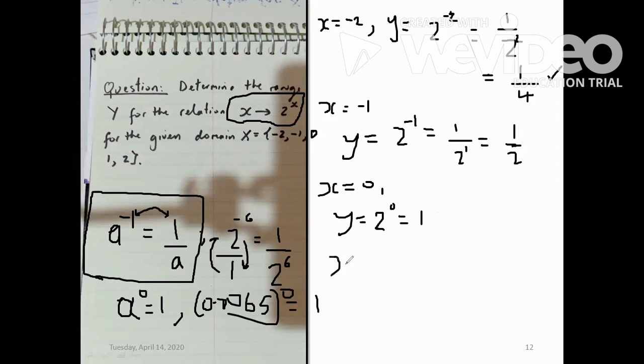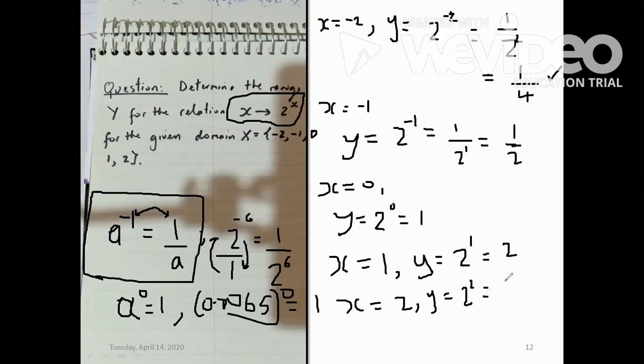Alright, so we have x equal 1 now. So we have y equal 2 to the 1. And 2 to the 1 is just 2. Alright, and our last number, x is equal to 2. So we have y equal 2 to the 2, which is just 4. So let me see if I can squeeze in the answer.